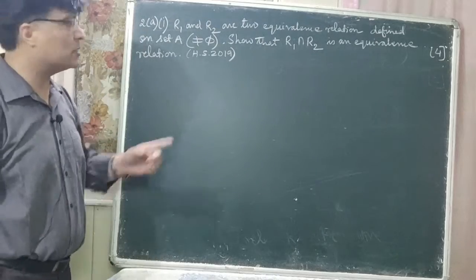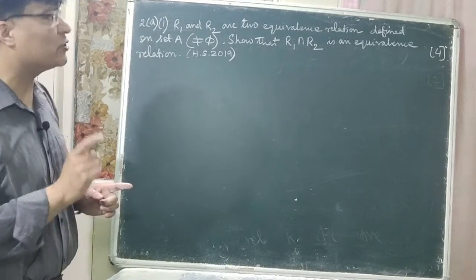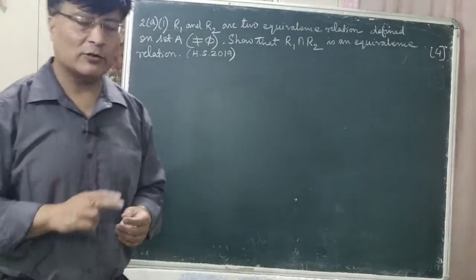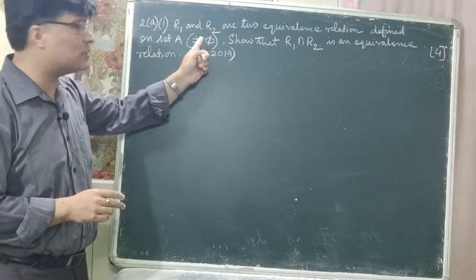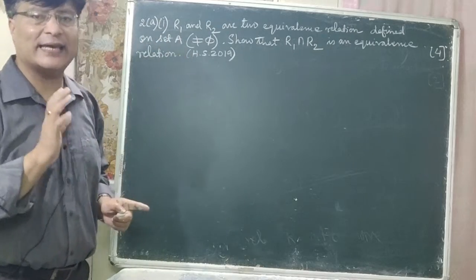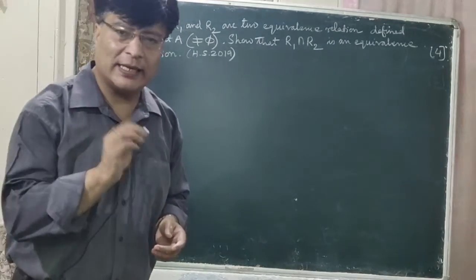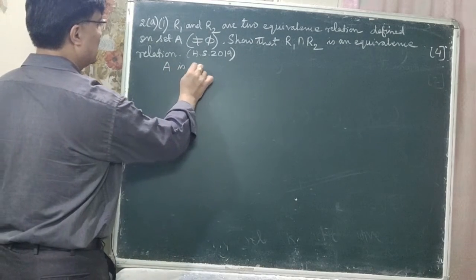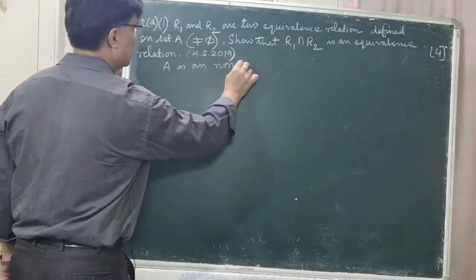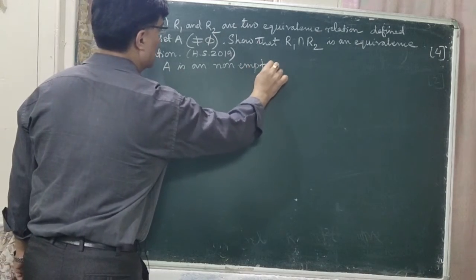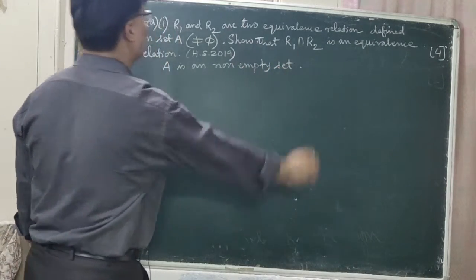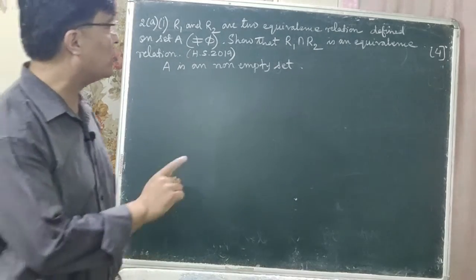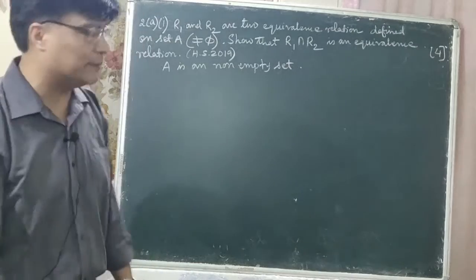So 2a number 1 is: R1 and R2 are two equivalence relations defined on the set A, where A is not equal to the empty set. That means A is a non-empty set. So in this case it is given that R1 and R2 are two equivalence relations defined on the set A.